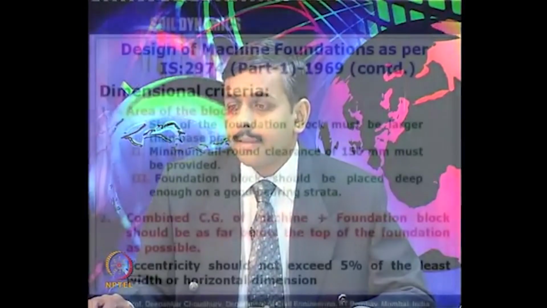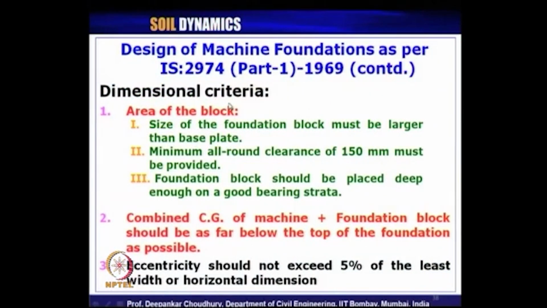What are these criteria? Let us discuss them in detail now. The first one, dimensional criteria. What does it say? In dimensional criteria, we have to find out or check the area of the block we are going to provide. Block means block type of foundation. Assuming that we are providing a block type of foundation, what are the criteria given? The size of the foundation block must be larger than the base plate of the machine, which is quite well understood and quite obvious actually.